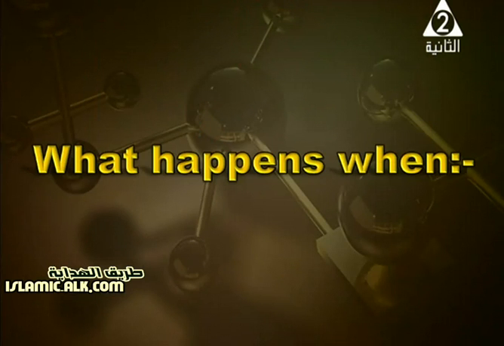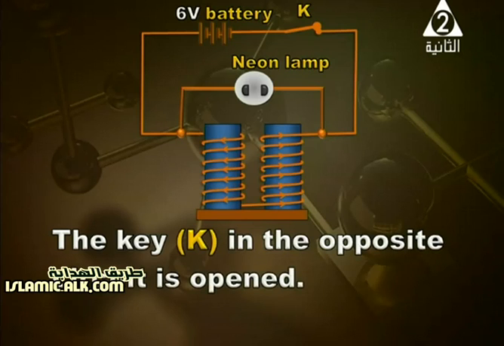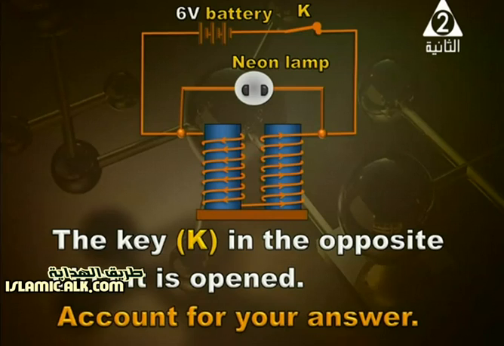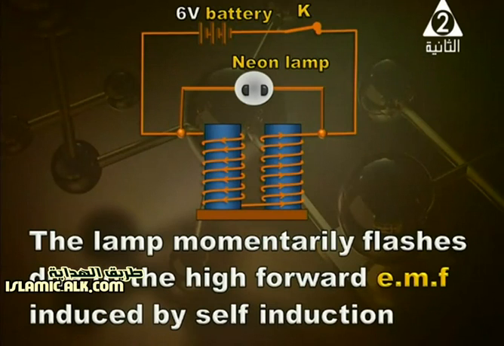What happens when the key in the circuit shown in front of you is opened? We've got a neon lamp connected across an electromagnet. What happens? Yes, the lamp momentarily flashes. Okay, we want you to justify your answer. So the answer is the lamp momentarily flashes due to the high forward EMF induced by self-induction.